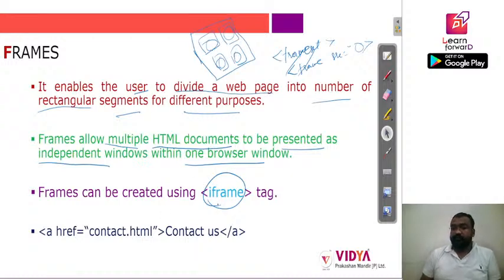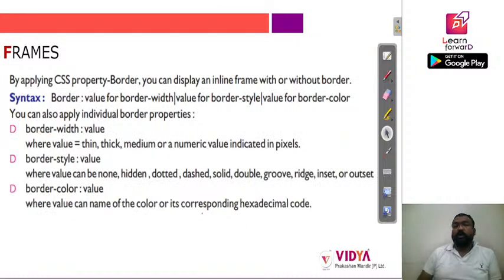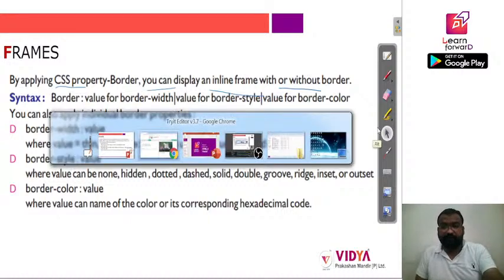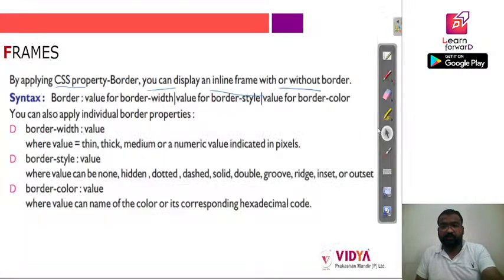So this iframe, like this one. Okay, this is an anchor tag, so we can just skip. There are some CSS properties for your iframe tag that you can use while creating the inline frame, with or without border. Let's first check how this iframe will be added on our web page.